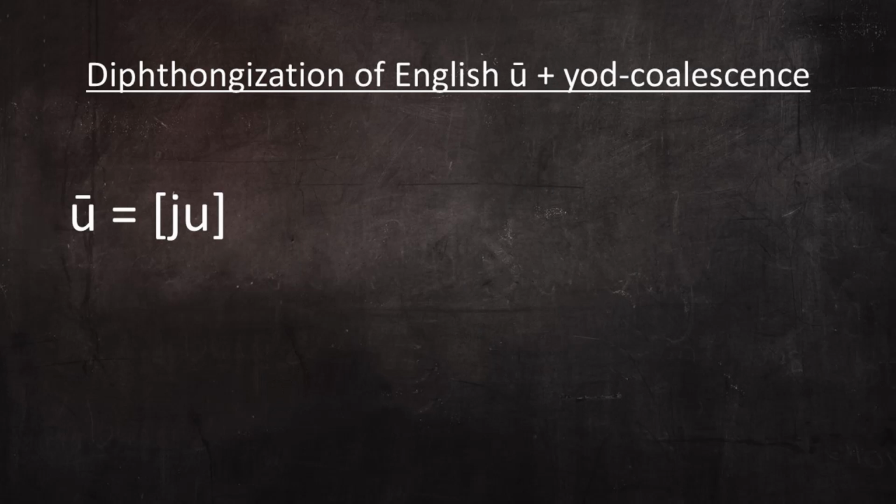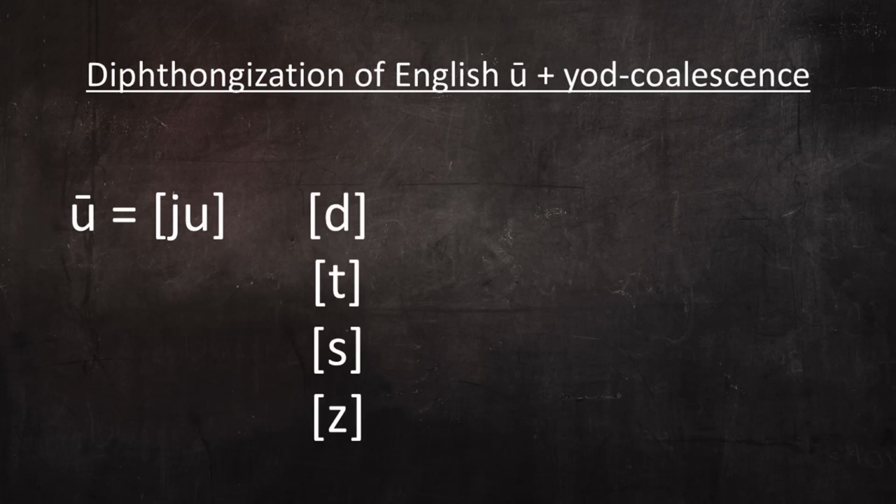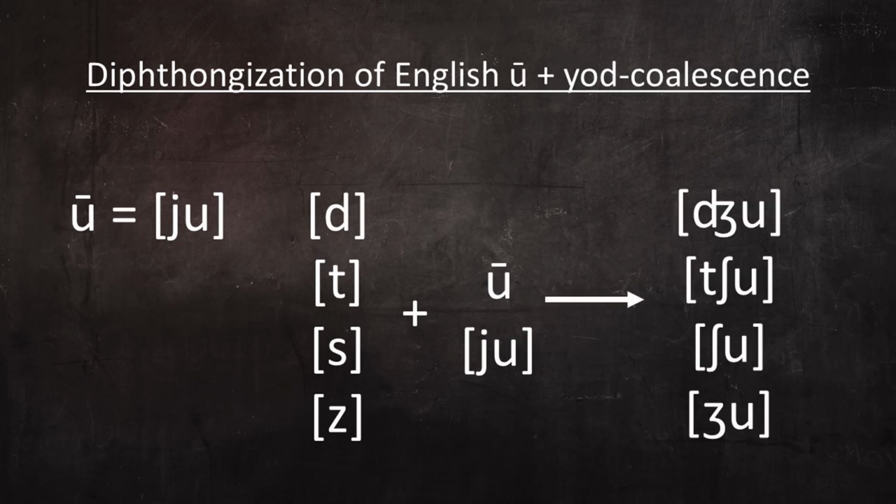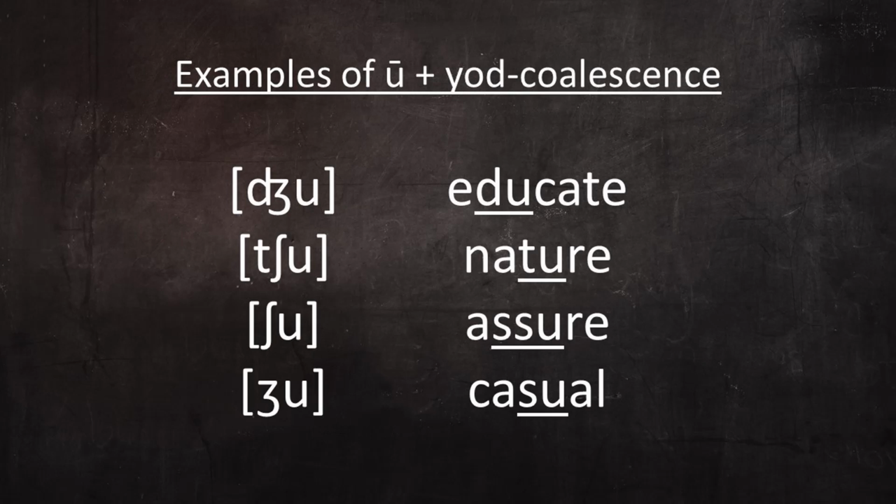Another English phonological process that plays into yod-coalescence is the diphthongization of long u. In English, long u is pronounced u, a combination of y and u. So when one of these consonants precedes long u, this creates exactly the phonetic context for yod-coalescence. Examples include words like educate, nature, assure, and casual, which in some previous stage of the English language would have been pronounced something like educate, nature, assure, and casual.